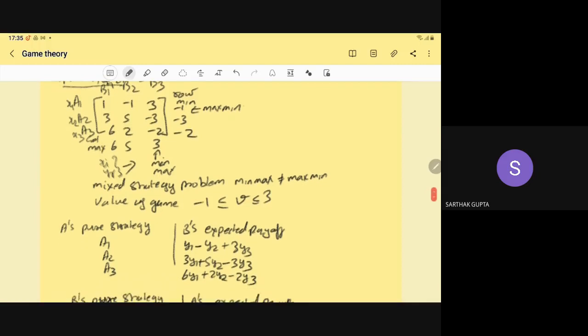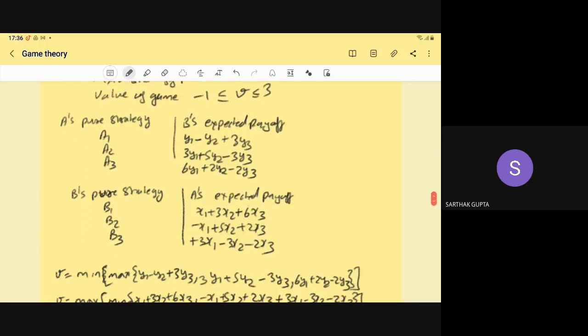When A is using the pure strategy A1, then B's expected payoff will become y1 minus y2 plus 3y3. Now you have enough idea, you can write directly. Corresponding to A2, B's expected payoff will become 3y1 plus 5y2 minus 3y3, and corresponding to pure strategy A3 of player A, B's expected payoff will become 6y1 plus 2y2 minus 2y3. So here we are writing the expected payoff in the column.